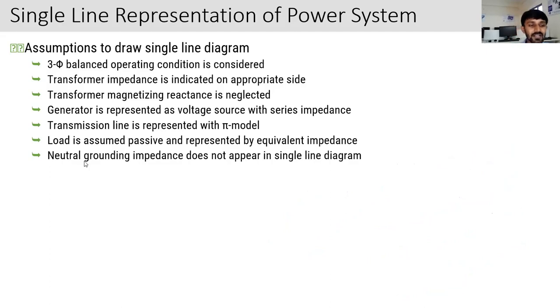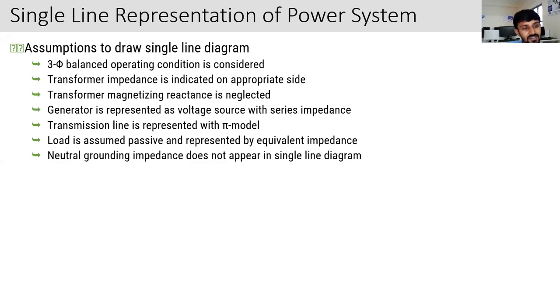Next, the load is assumed to be passive and represented by an equivalent impedance. You have to study what active and passive loads are. We only consider a passive load, because all loads consume power. It does not matter whether extra reactive power is consumed or not. So here we only assume passive loads.